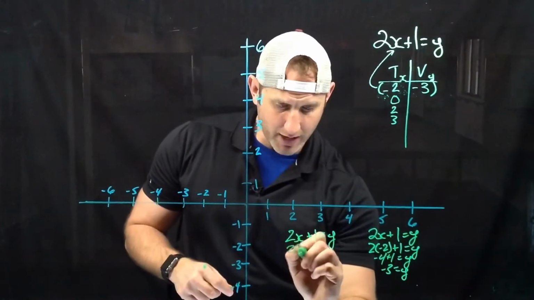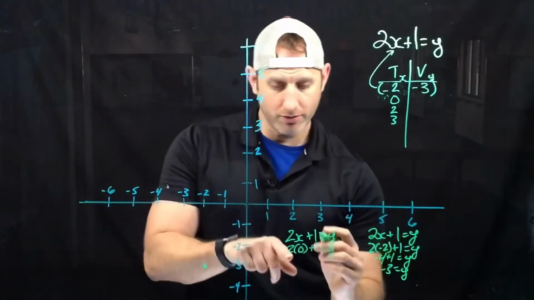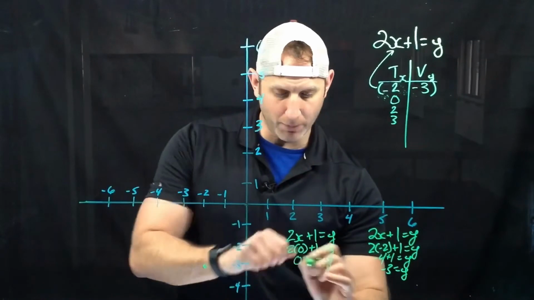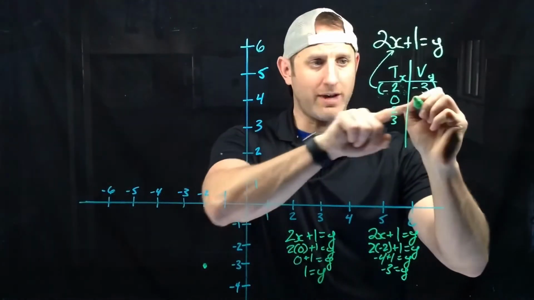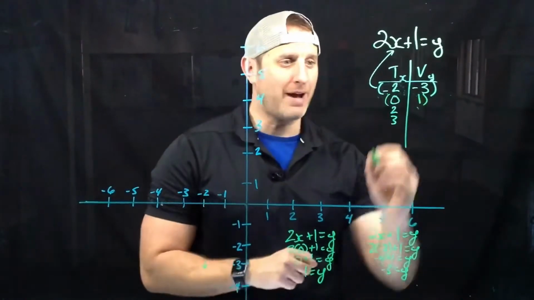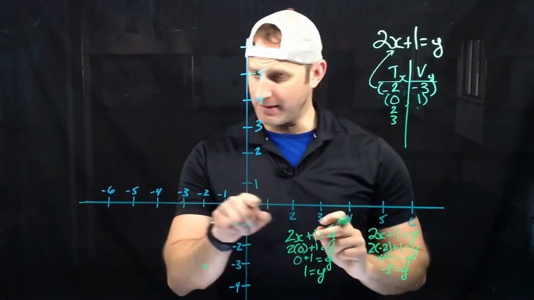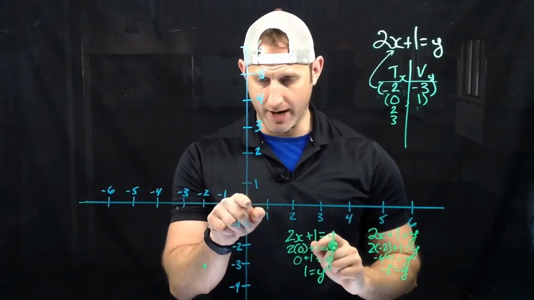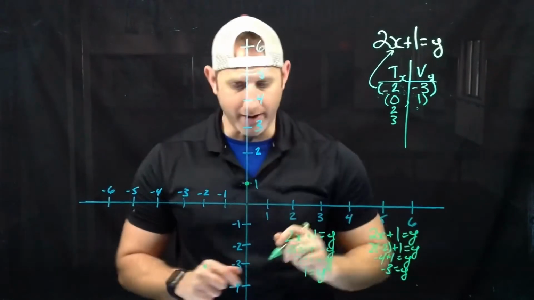So let's go 2 times 0 plus 1 equals y. BEDMAS first. 2 times 0 is 0, plus 1 equals y. 0 plus 1 is 1. 1 is y. So this now is going to have a value of 1. And that is going to be my next ordered pair. 0 on the x-axis, which means I'm not moving left or right, and up 1. So here I am, 0 and 1. So my dot will move there.